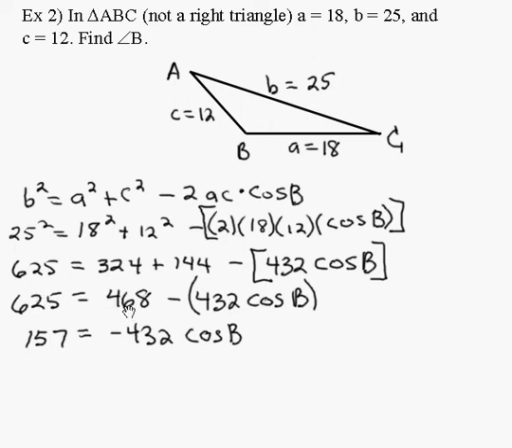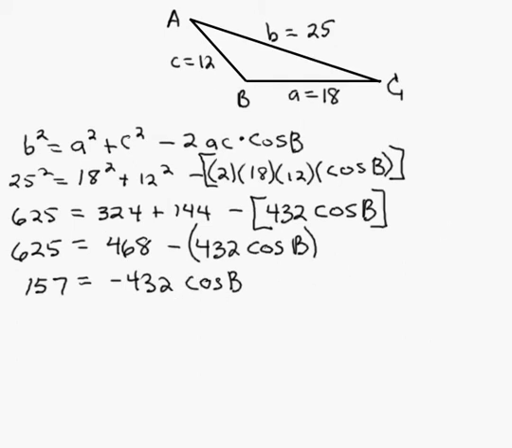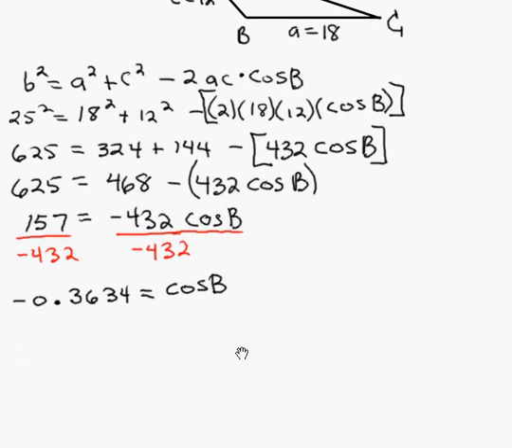Now, I didn't write down minus 468, but 625 minus 468 is 157, and that equals negative 432 times the cosine of angle B. Now, this is multiplication. To undo multiplication, I need to do division, so we're going to divide both sides by negative 432. And that gives me negative 0.3634 is the cosine of angle B.